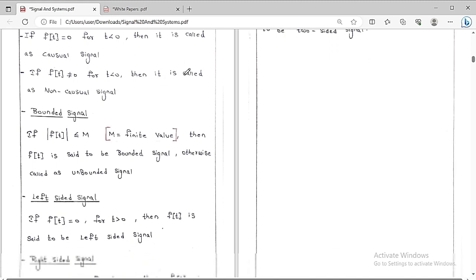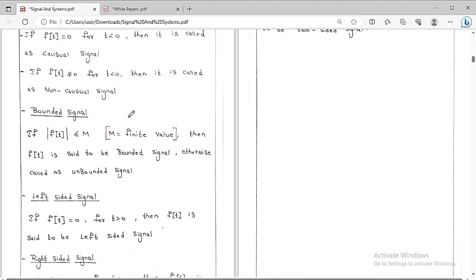Then the next concept is the bounded signal. What's the meaning of a bounded signal? By the name itself, we can say a bounded signal will have a finite amplitude. If the mod of f of t is always less than or equal to N, meaning it is going to lie within some range, where N is a finite value, then f of t is said to be a bounded signal. Otherwise, it is called an unbounded signal.